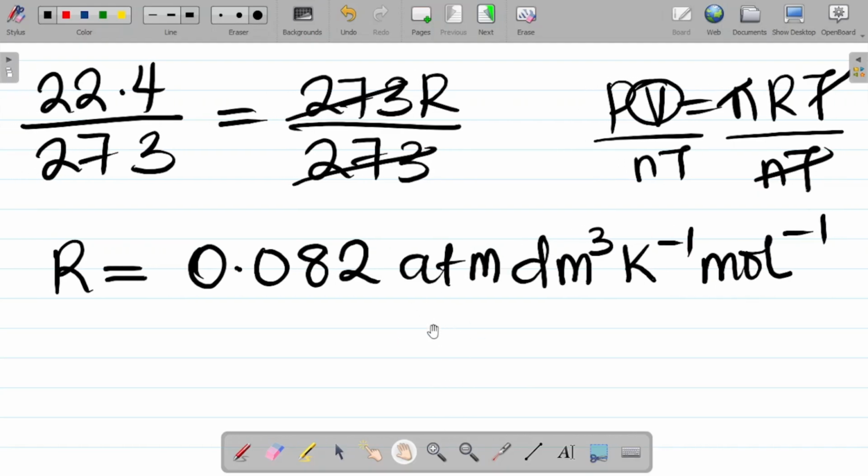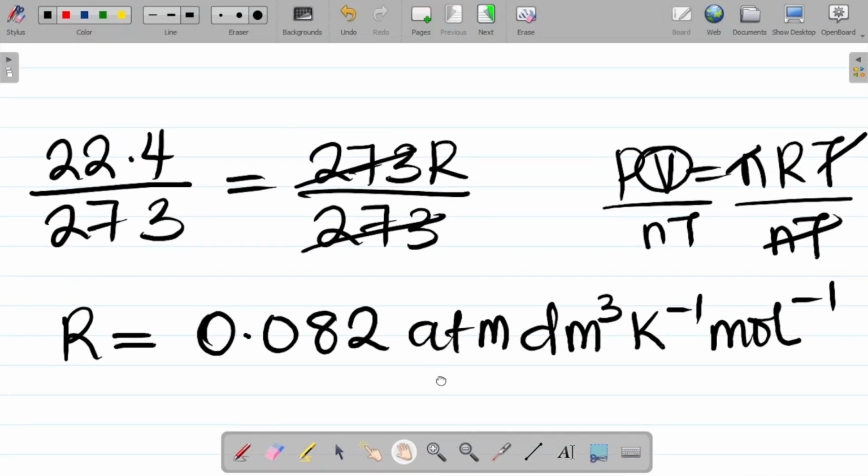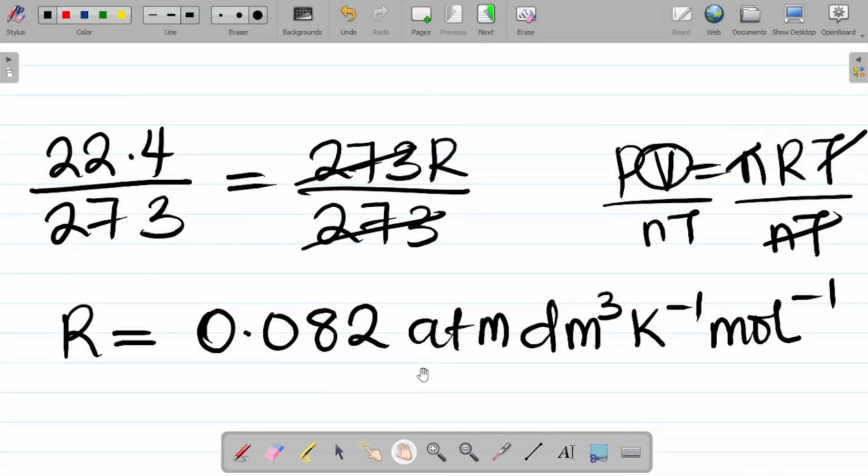Now, having done this, let's take some past questions on the ideal gas equation and try to solve them.